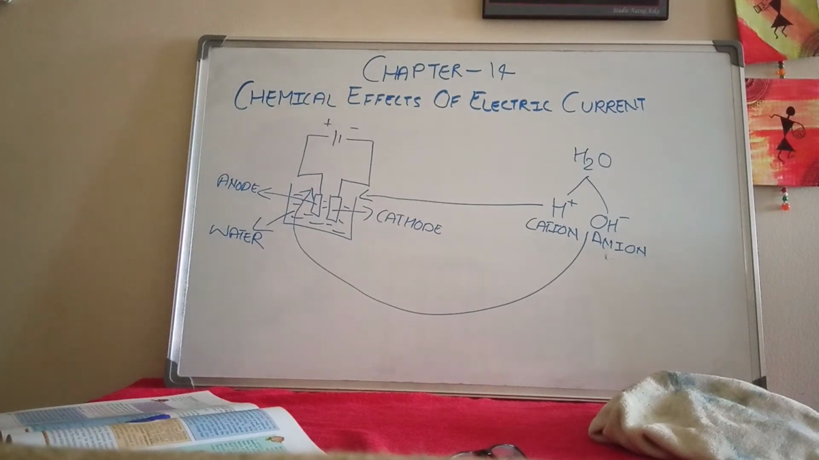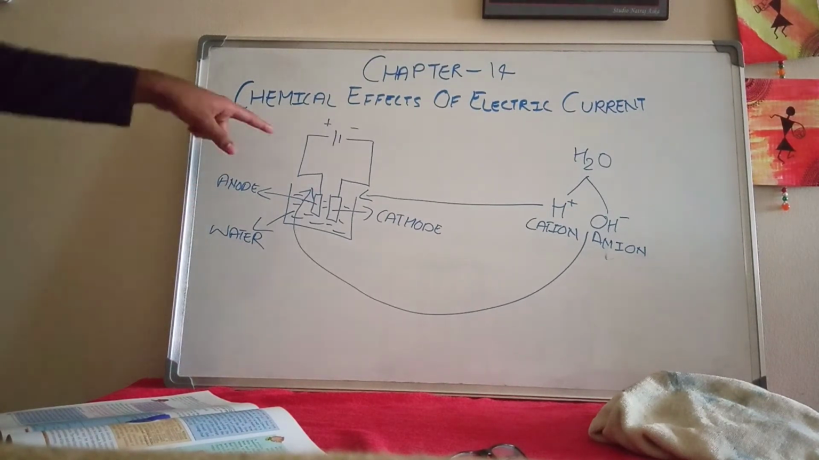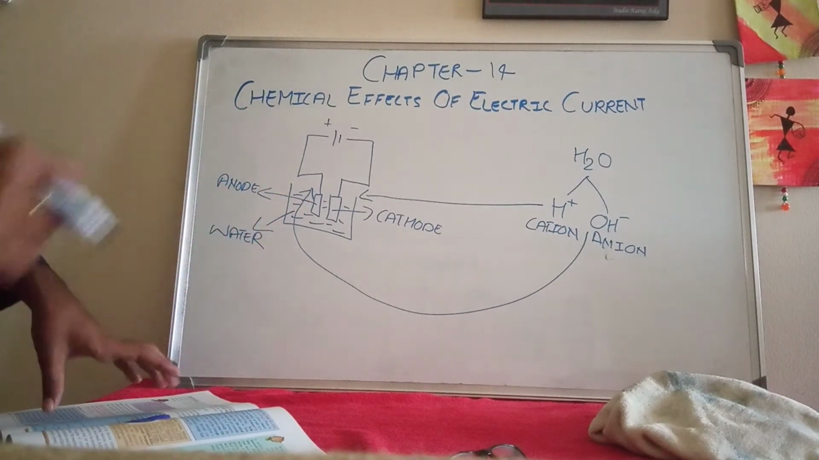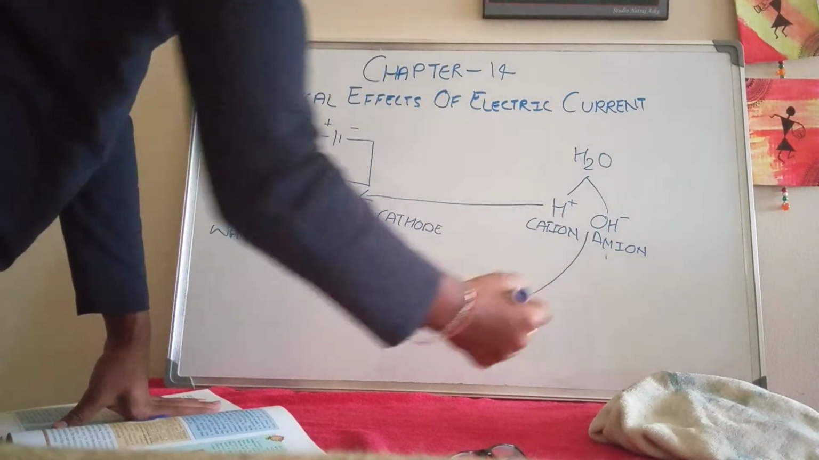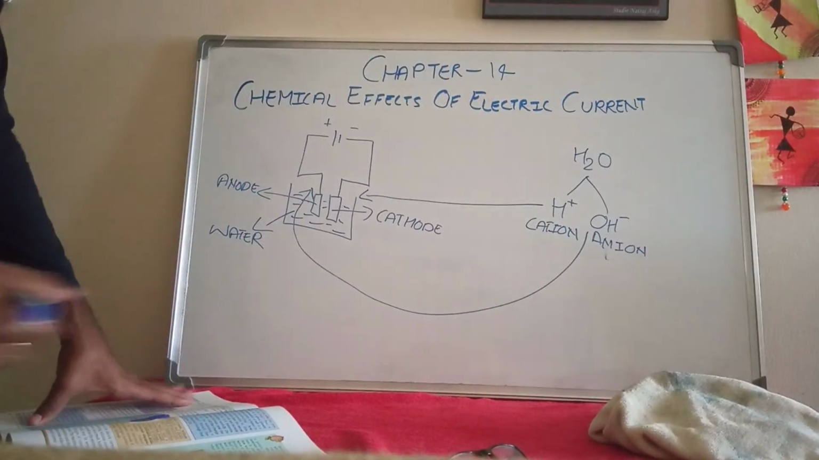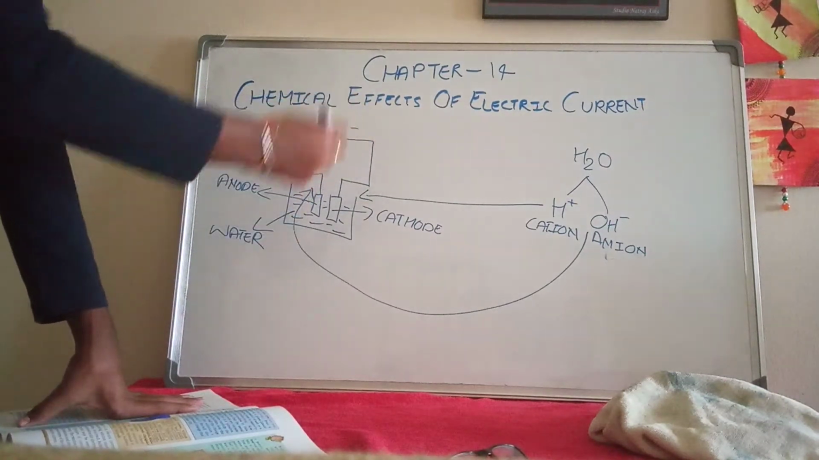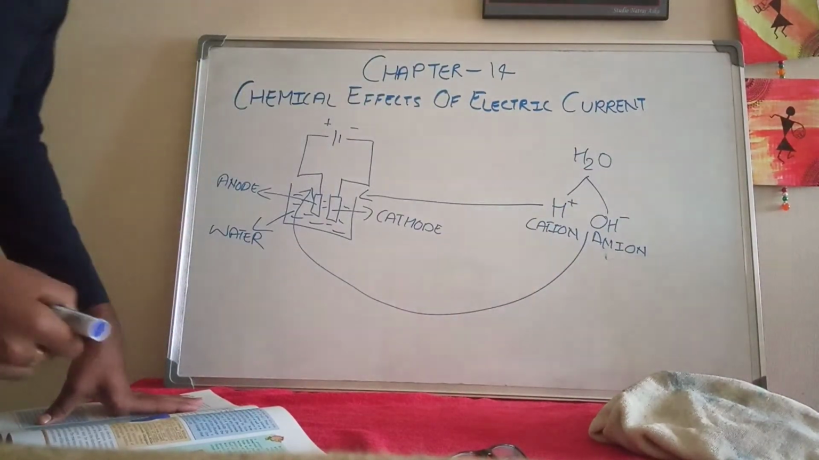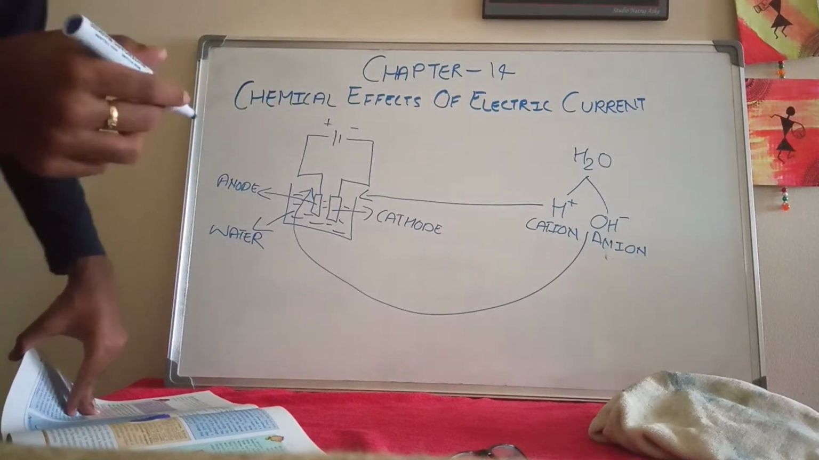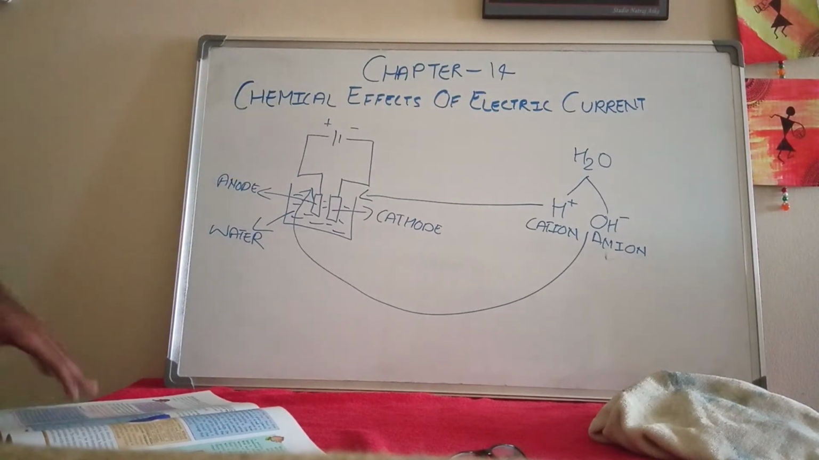This was how electrolysis was first found. So when electricity passes through the electrodes to water, water breaks down into H+ ion, that's the cation, and OH-, that's the anion. The positive ion goes to the negative terminal, cathode, and the negative ion goes to the positive terminal, anode. And that is how these gases are liberated during the process of electrolysis.